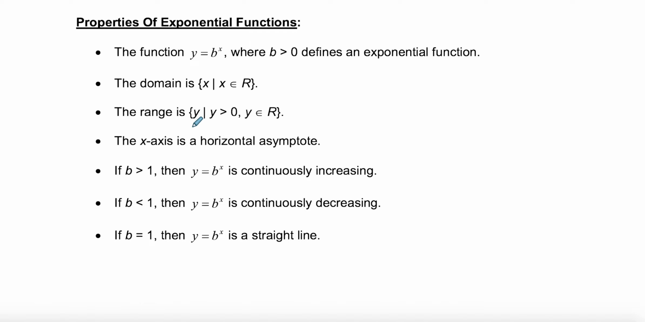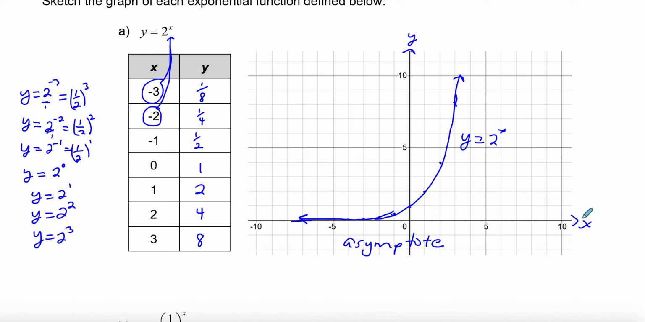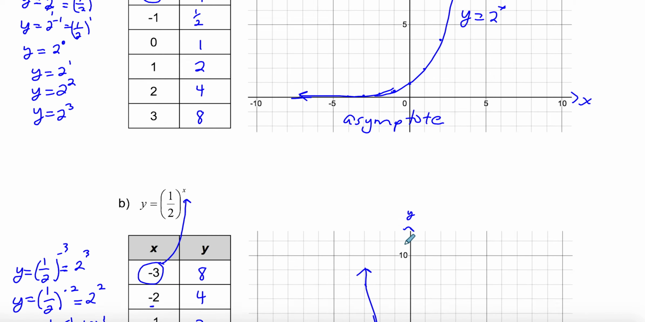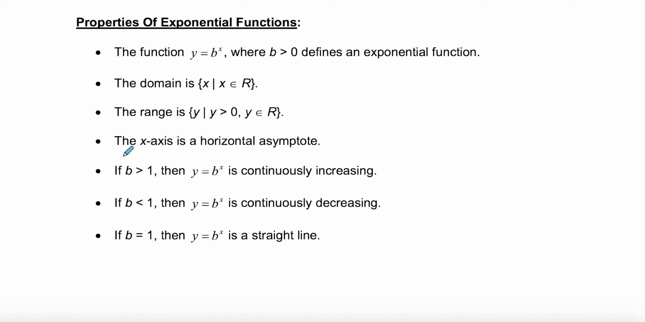The range is y such that y is greater than 0. So we noticed here that this function never went below y equals 0. And this function didn't go below y equals 0 either, because the asymptote actually ended up being the x-axis. The x-axis is the horizontal asymptote.